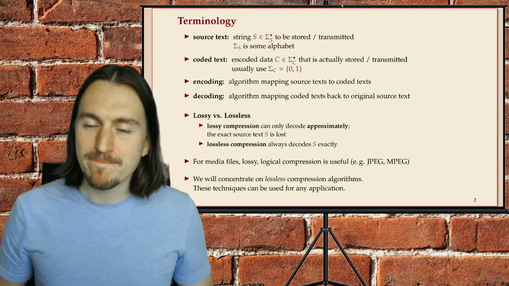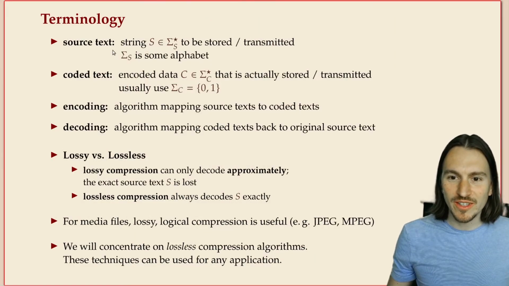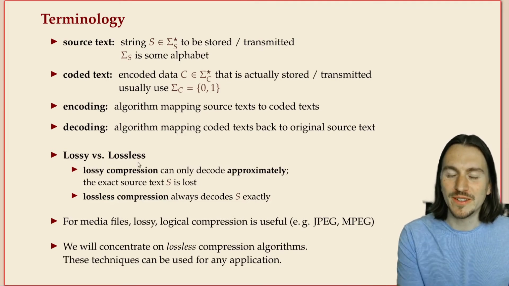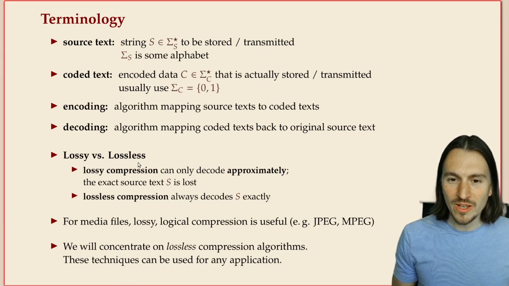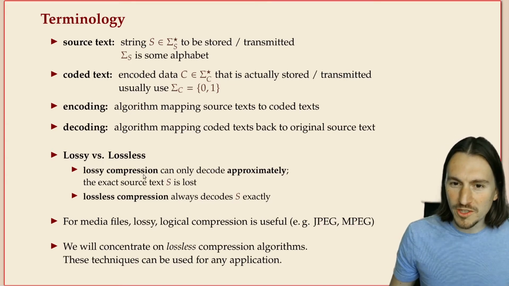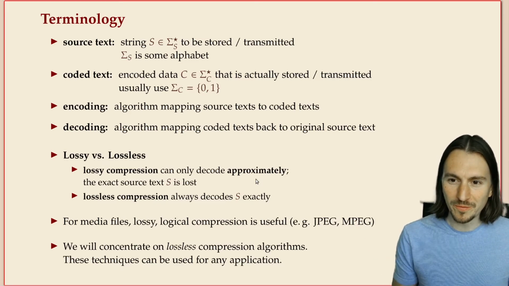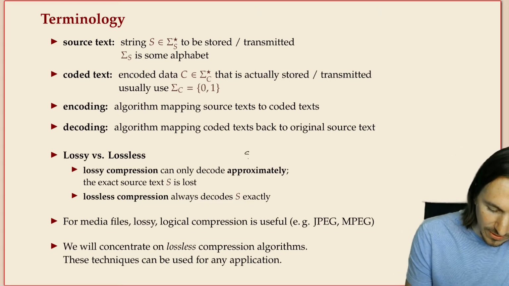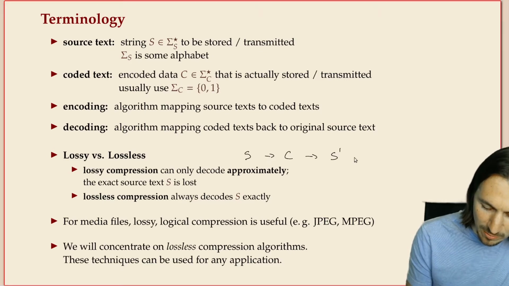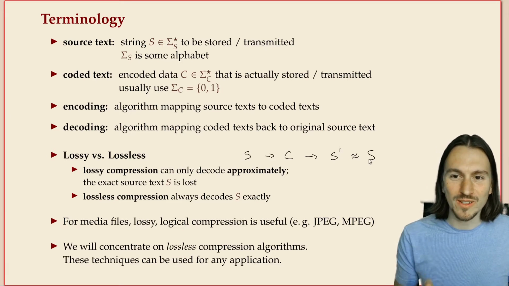The other big remark here is there's two types of compression really that differ substantially, fundamentally in the techniques and in the ideas that they use. And this is the question about lossy versus lossless compression. The first one, lossy compression, is only representing the source text approximately. So you start with some source text, you encode it, and then you can go back to something that's similar to S in a certain sense, but you will not ever get back the exact same S.